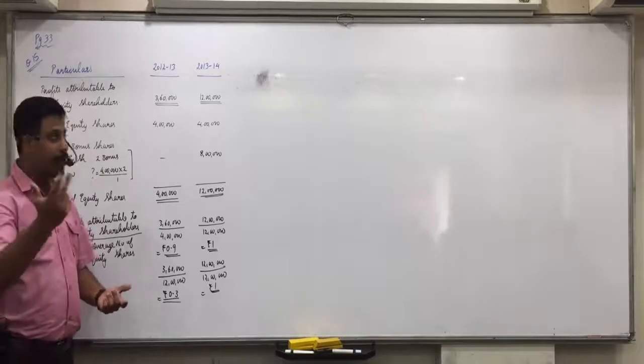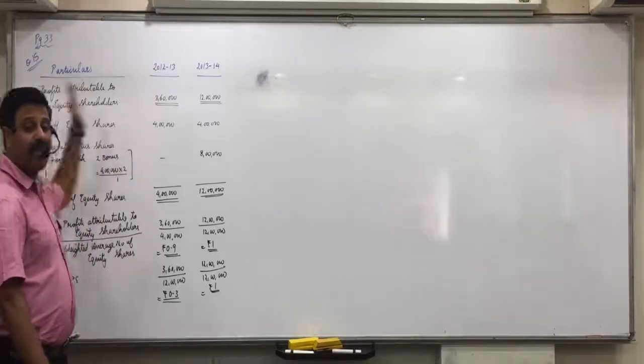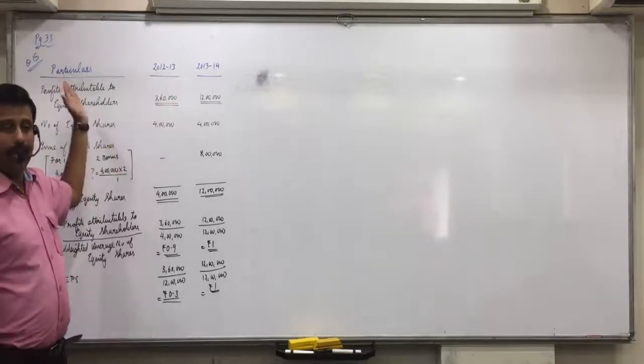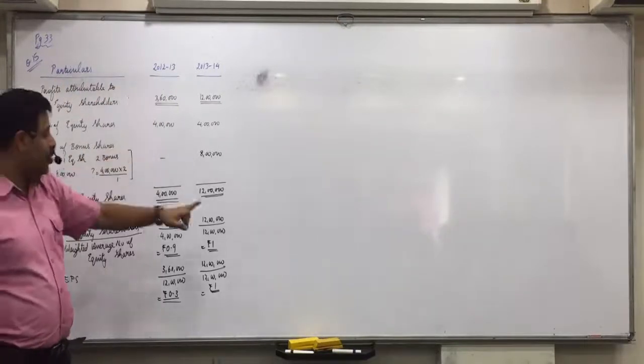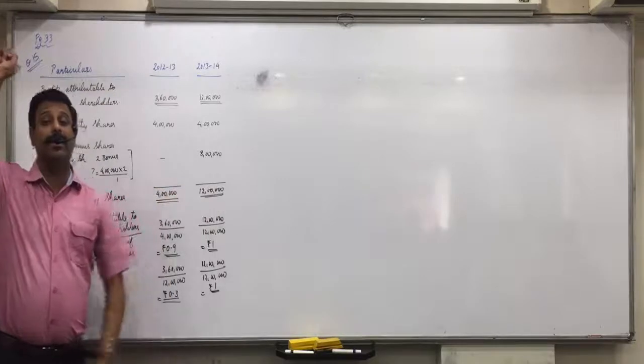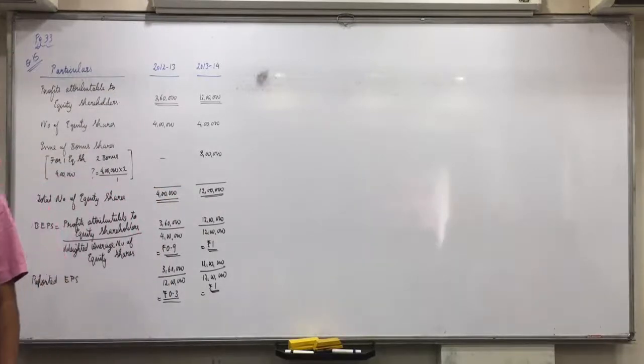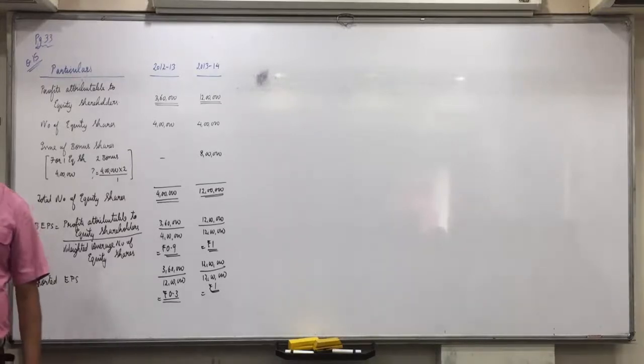So in case if you report it for the last 5 years, 10 to 11, 11 to 12, 12 to 13, 13 to 14, 4 years, then you will include this 8 lakhs from the year 10 to 11. Means all the bonus shares issued in between the years will be included from the earliest period reported.